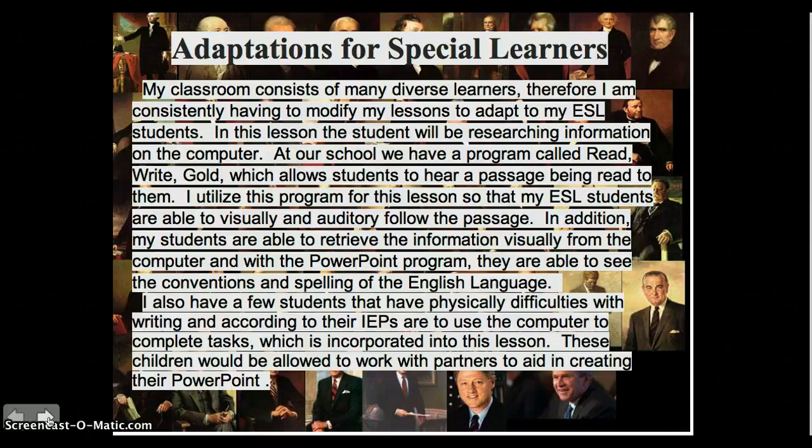In addition, my students are able to retrieve the information visually from the computer, and with the PowerPoint program, they are able to see the conventions and spelling of the English language. I also have a few students that have physical difficulties with writing, and according to their IEPs are to use the computer to complete tasks, which is incorporated into this lesson. These children would be allowed to work with partners to aid in creating their PowerPoint.